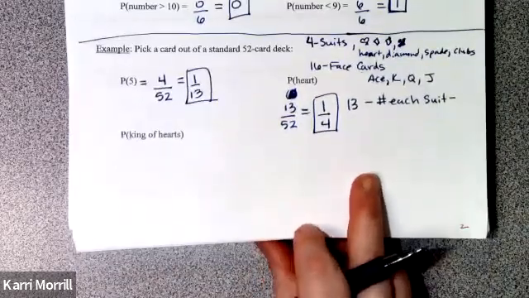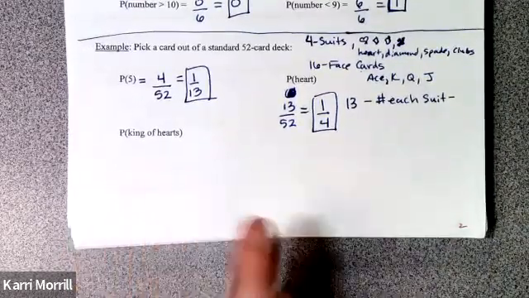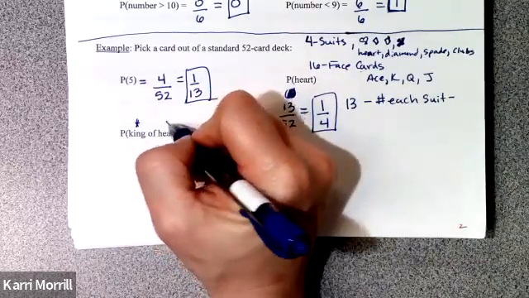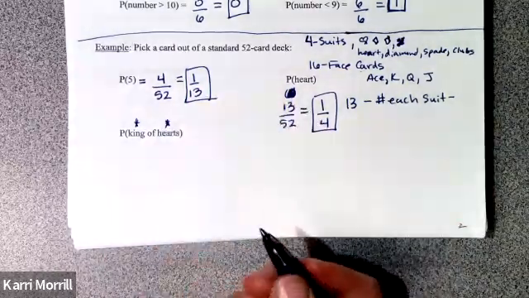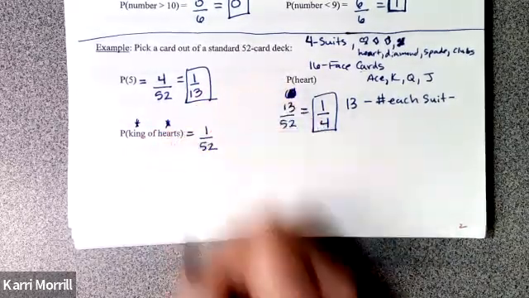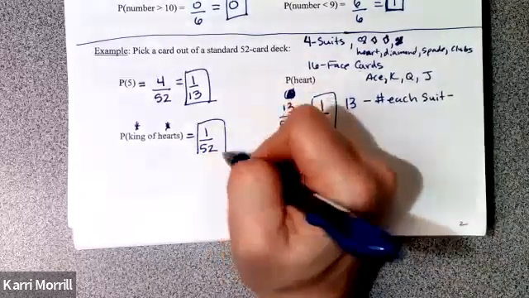The probability of picking a king of hearts. So it has to be a king, and it has to be a heart. There is only one specific card that's a king of hearts. So 1 out of 52 cards.